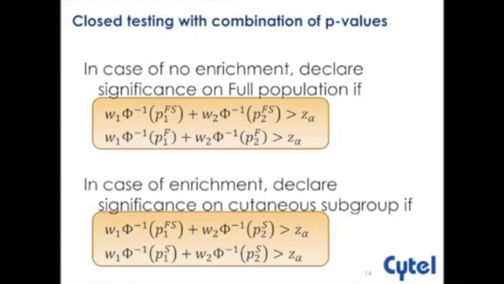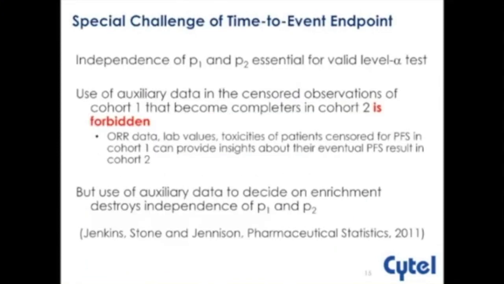With time-to-event endpoints, we also have some special challenges, because in order for this methodology to work, you need to have independence between the p-values in the two stages, between P1 and P2. We cannot use auxiliary data in the sense of observations of cohort 1 that become completers in cohort 2, because using auxiliary data essentially destroys the independence of P1 and P2. And this has been demonstrated in the literature.